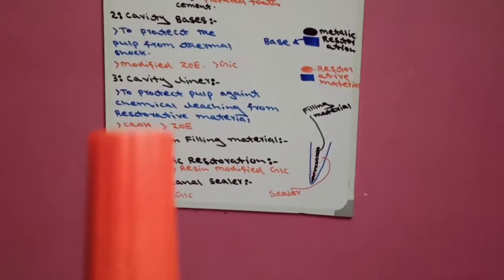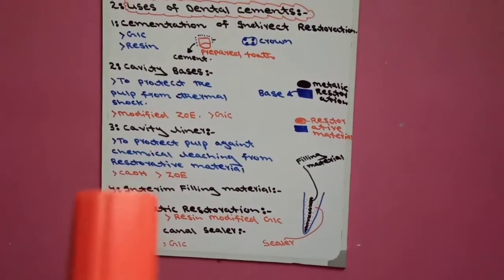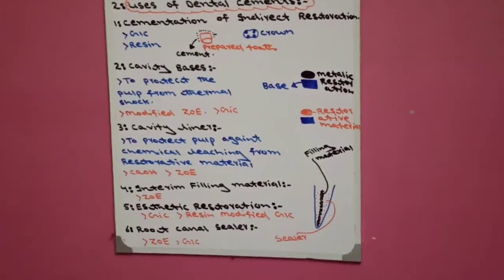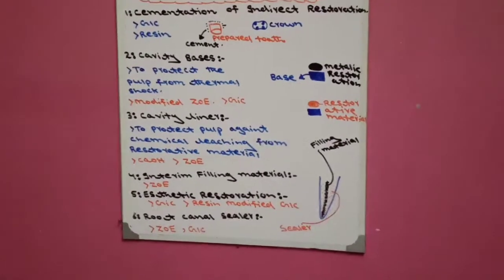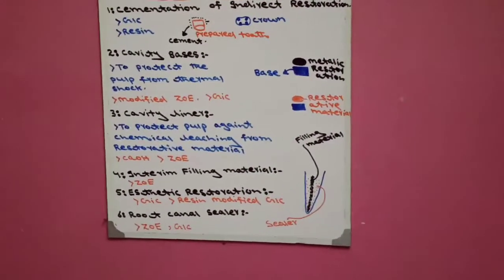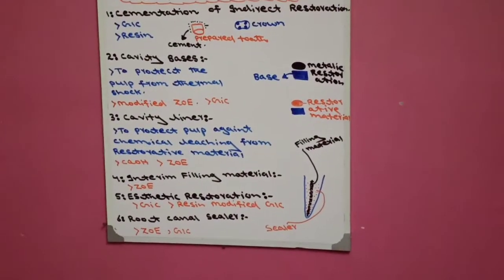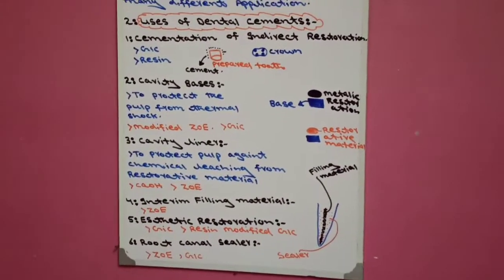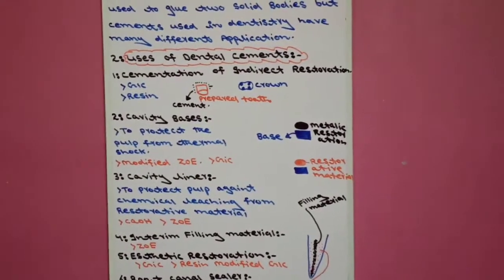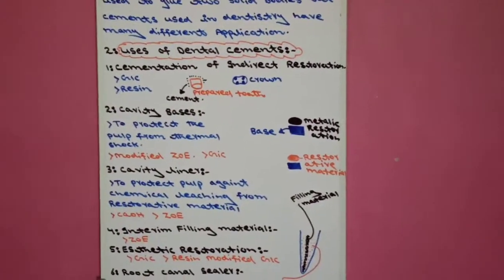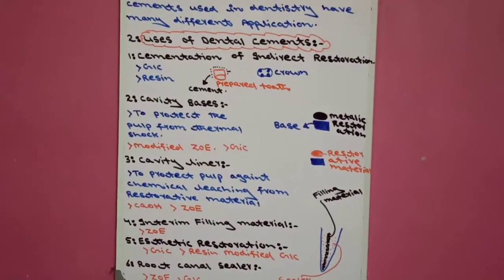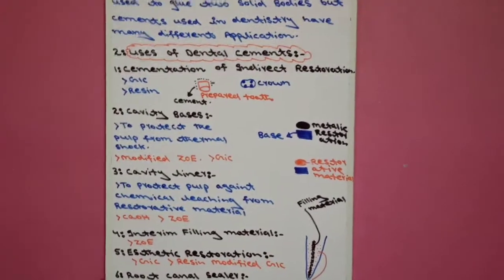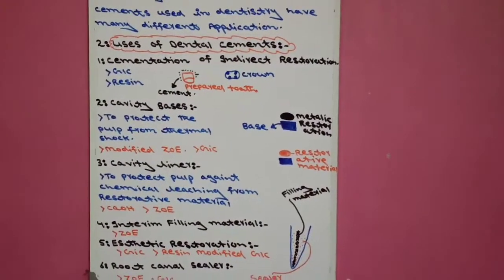Now come to the third use. We use dental cement as a cavity liner. Now, what is a cavity liner? Same as a cavity base, we use the cement below the restorative material to protect the pulp against chemical leaching from the restorative material. When chemicals leach from the restorative material and move toward the pulp, to prevent this, we give a cavity liner.